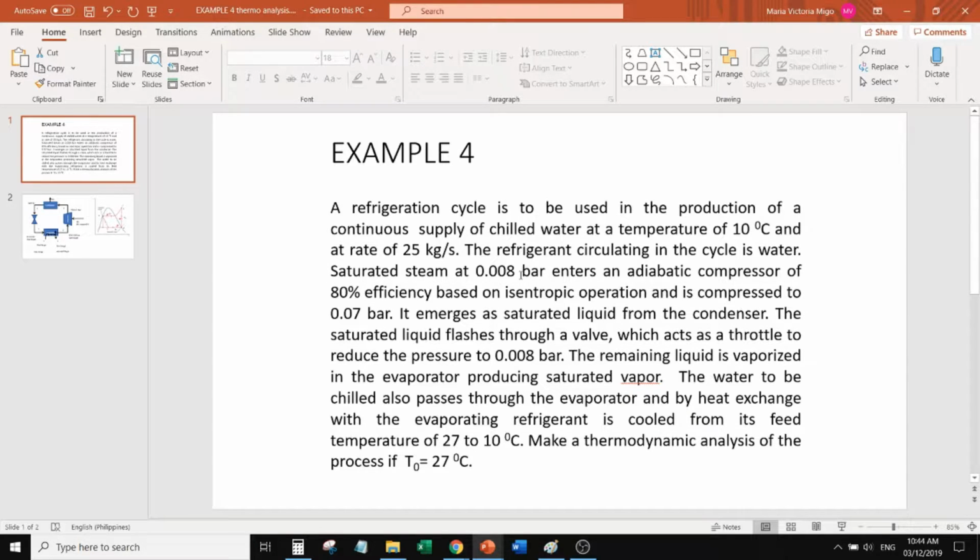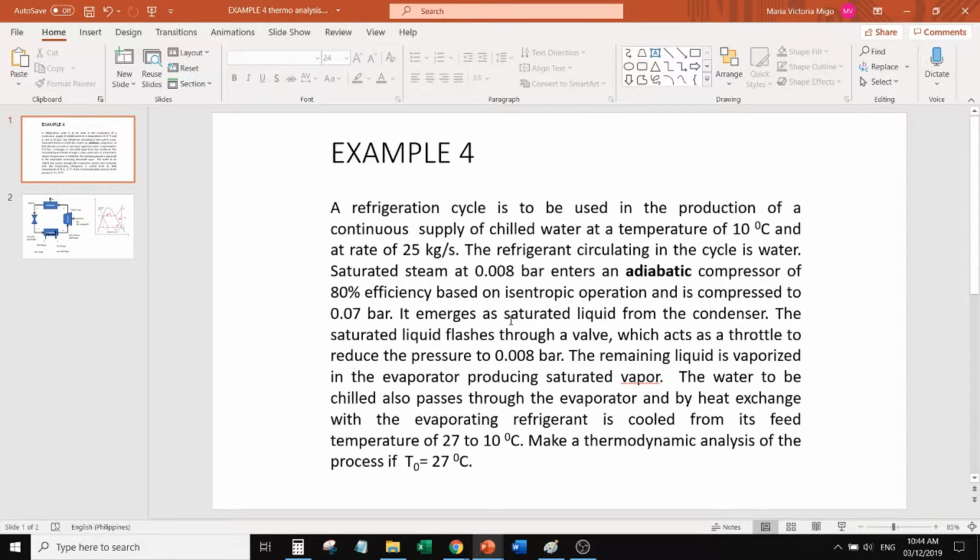Saturated steam at 0.008 bar enters an adiabatic compressor. Take note, adiabatic, with this efficiency 80% based on isentropic operation. So in the compressor, it's compressed to 0.07 bar. So at the exit of the compressor, this is the pressure.